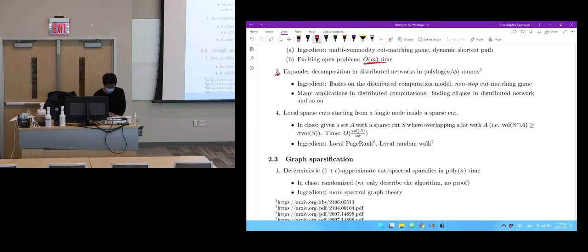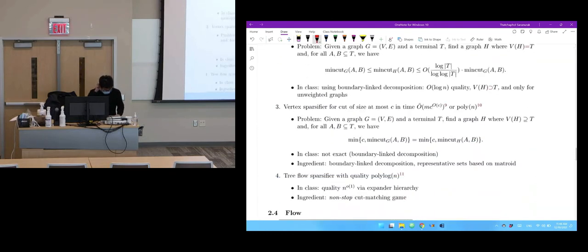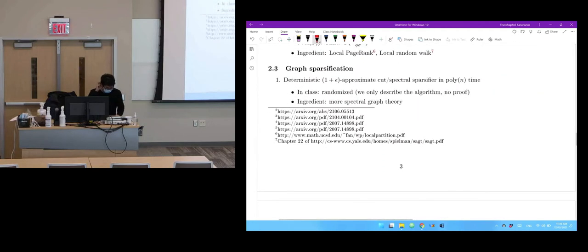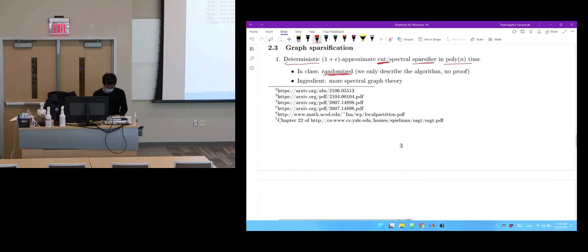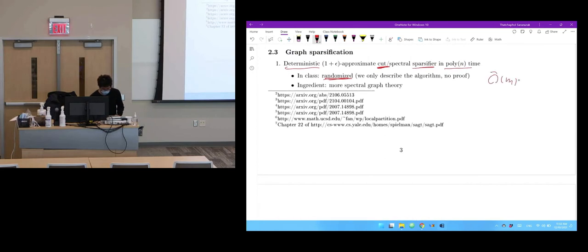Let me skip this. One can talk about distributed networks too. I would like to mention some other problems. About graph sparsification, I mentioned how to compute a cut sparsifier in the randomized way. You give an expander and you do some random sampling. But how to do it deterministically? People know how to do it in polytime, actually. But can we do it in nearly linear time, deterministically? That is a very, very interesting open problem.